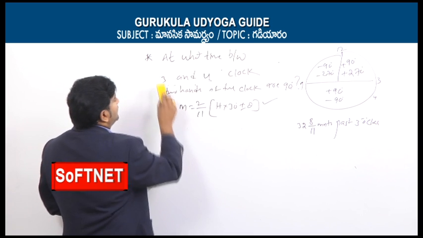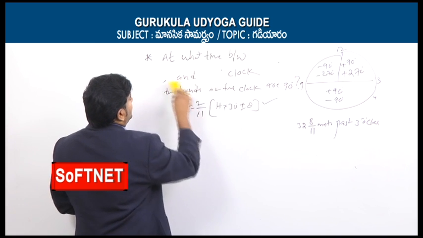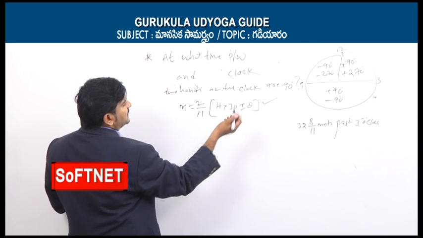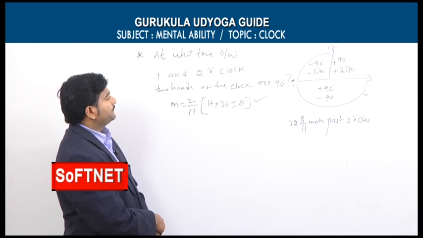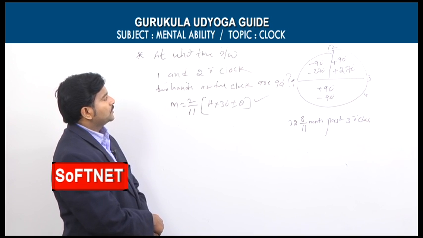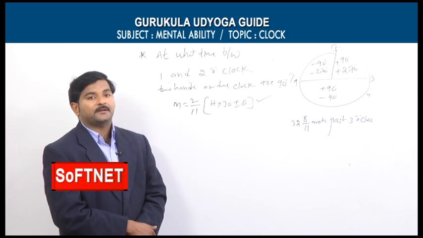Let's say instead of taking 3 and 4, now I am taking let's say 7 and 8, or you can say 1 and 2, no issue, 1 and 2. At what time between 1 and 2 o'clock are the two hands of the clock at 90 degrees?